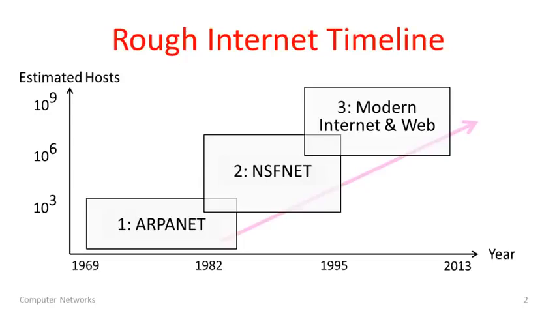So you can see here I've shown you a rough timeline for the internet, and it goes from, say, let's call it 1970 to today. So we're spanning more than 4 decades here.